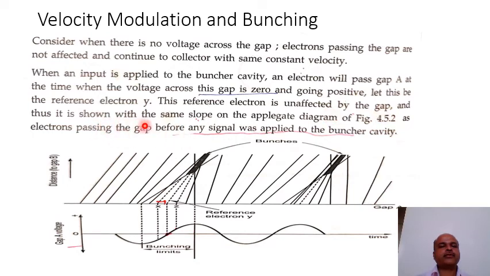This reference electron is unaffected by the gap, and thus it is shown with the same slope on the Applegate diagram, as shown in this diagram. Electrons pass the gap before any signal is applied to the buncher cavity. Here Y is the reference electron. When the voltage across the gap is zero and going positive, we have to consider this electron as Y.